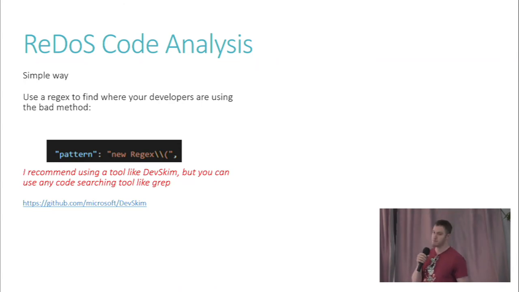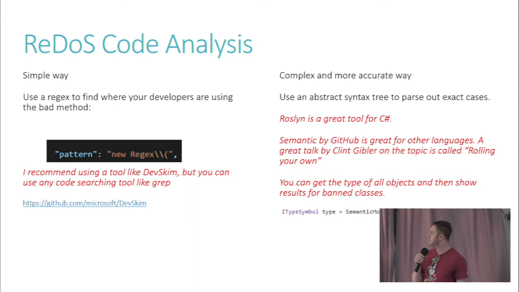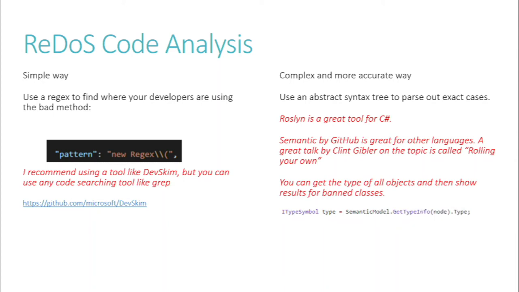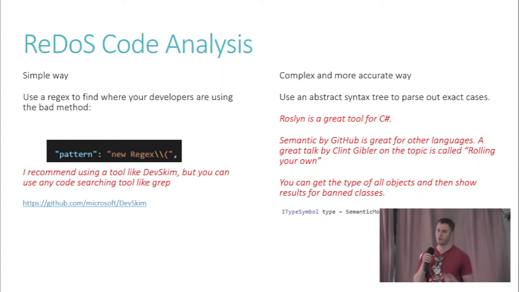Now, if you want to get more specific, you can use a couple other tools. There's Roslyn, there's GitHub Semantic. If you have access to other more paid tools, that's also fantastic if you really want to be more specific. This little snippet right here is exactly the code I use to detect bad classes. But it's for Roslyn, which is .NET only, right? But you can use this across every sort of framework and language. Also, I'd like to recommend one talk by Clint Gibler called Rolling Your Own Static Analysis. He talks very much in depth on how to do this.